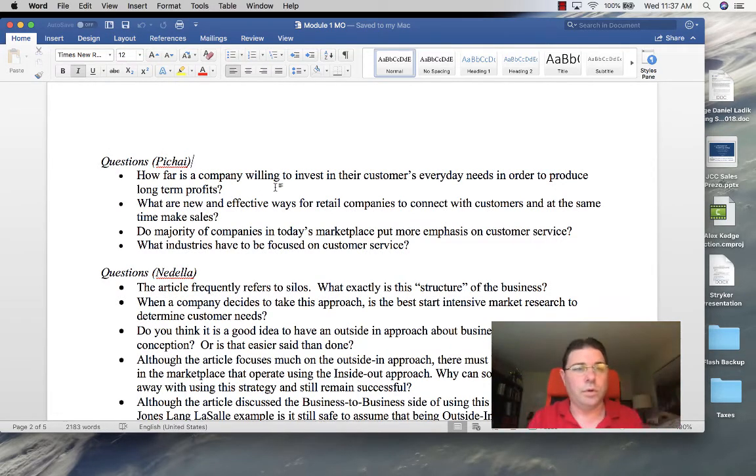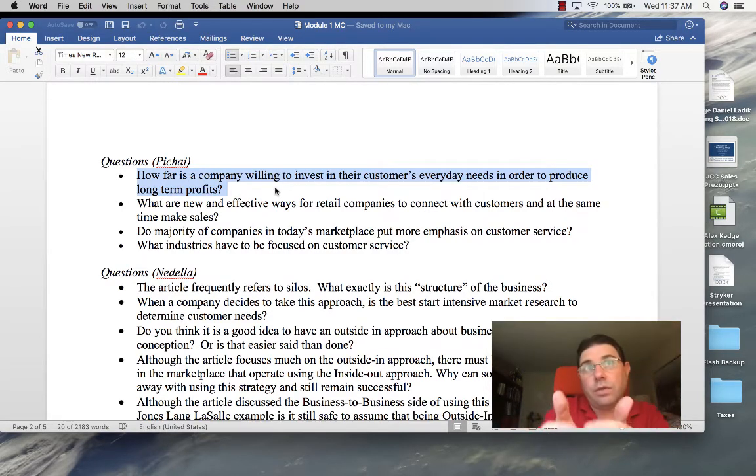Pichai, CEO of Google. How far is a company willing to invest in their customers' everyday needs? How far is a company willing to go in order to produce long-term profits? You will get long-term profits if you satisfy customer needs. This is the MO view, the MO mindset. Customers first, vis-a-vis competition, then you get yours. If you try to get yours before you deliver, someone else will cut you off in the meantime. Okay?